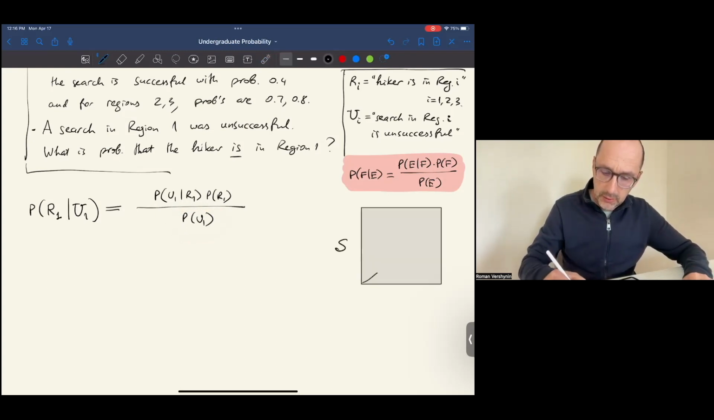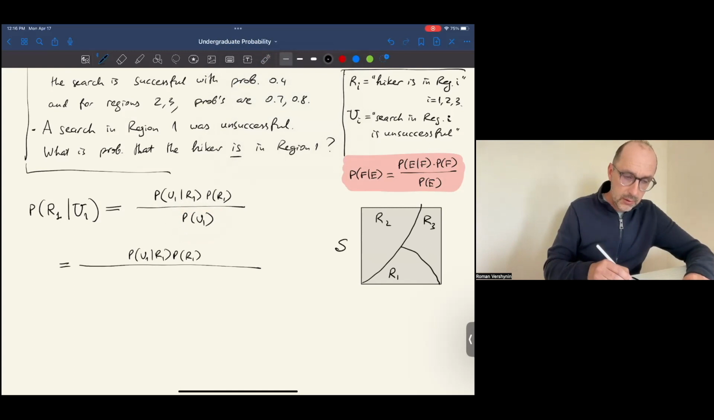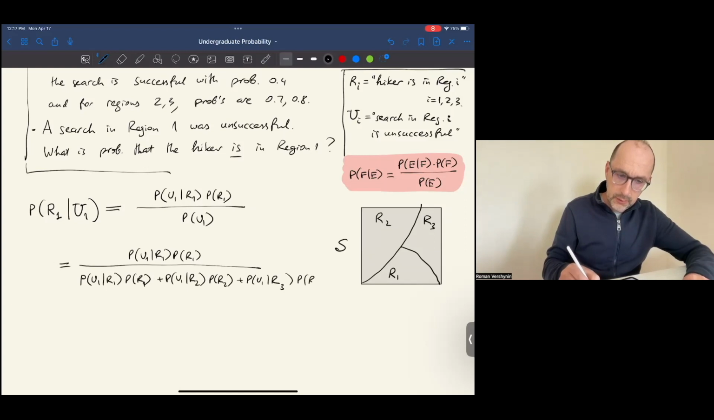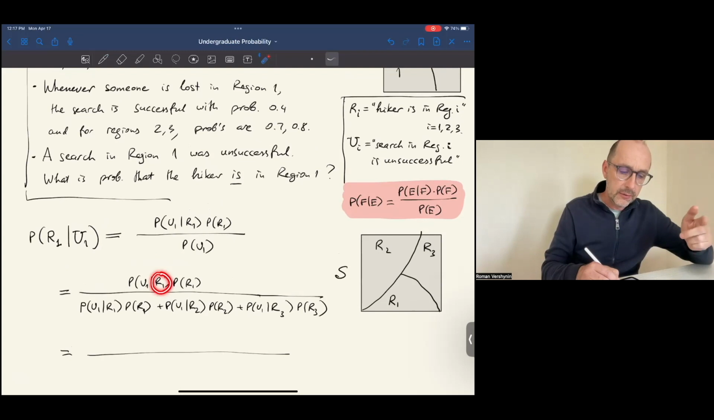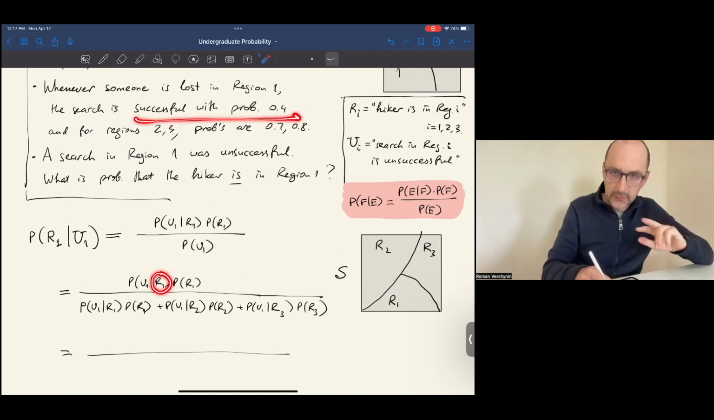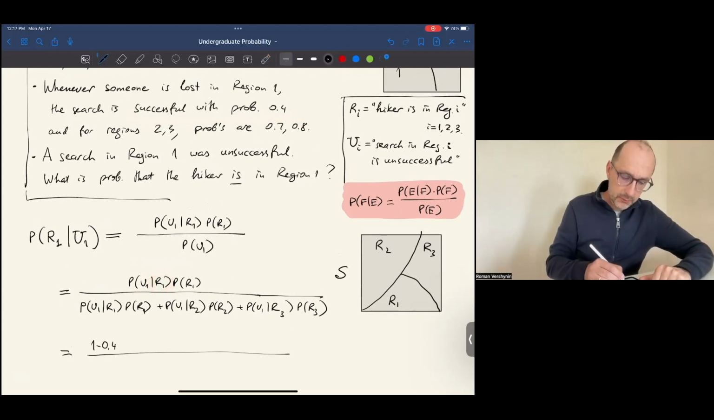Here the sample space naturally splits into three events, that the hiker is in region 1, region 2, or region 3. The law of total probability for these three events gives the following: P of U1 given R1, P of R1, plus P of U1 given R2, P of R2, plus P of U1 given R3, P of R3. And let's compute these term by term. What is the probability that, given that the hiker is in region 1, the search there will be unsuccessful? The search will be successful with probability 0.4 and unsuccessful with the complement probability, 1 minus 0.4.